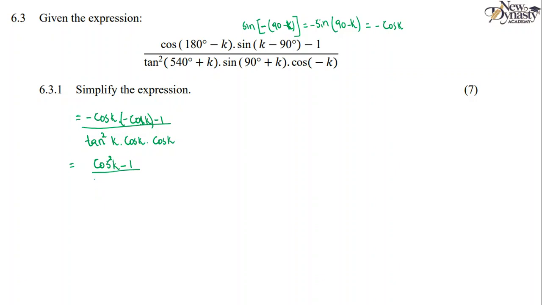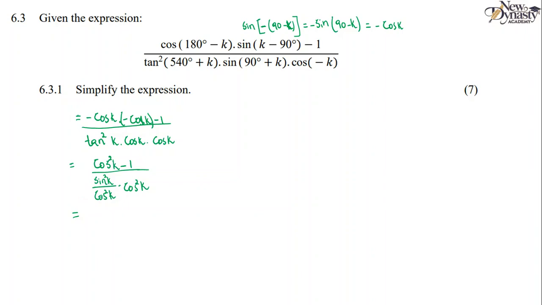Then let's change tan to sine over cos. You should always write your tan as sine over cos. So tan squared is going to be sine squared k over cos squared k. And cos k times cos k is going to be cos squared k. Some of you will be tempted to cancel the cos squared k in the numerator and the denominator. No, not at this step. You cannot do that because in the numerator you've got minus 1, so you cannot cancel across the signs there. So we do not cancel currently.